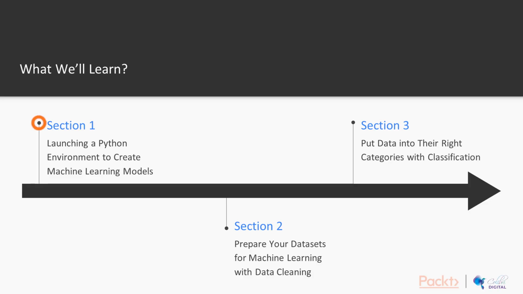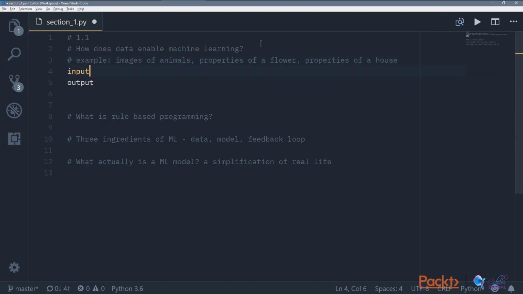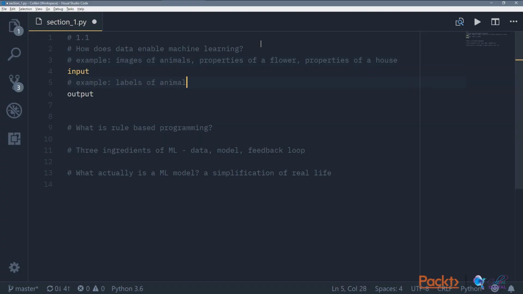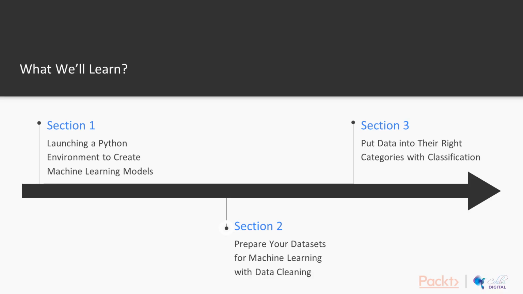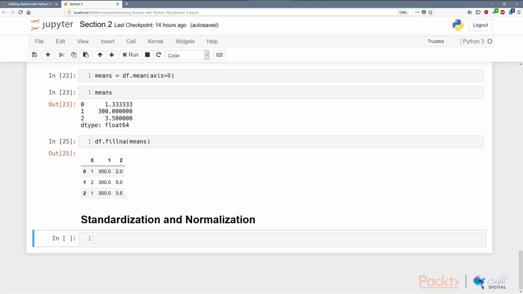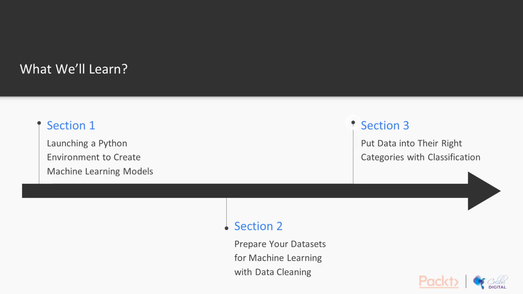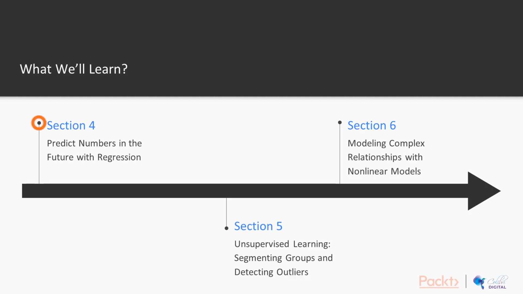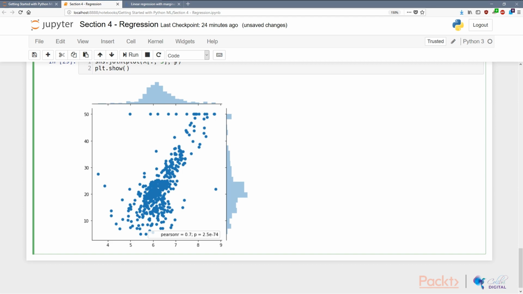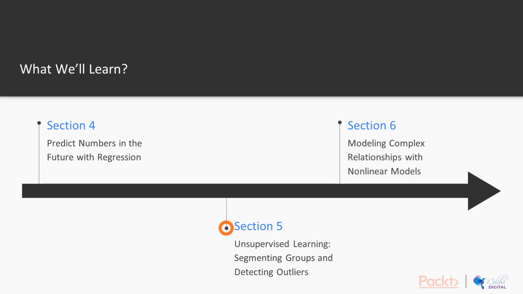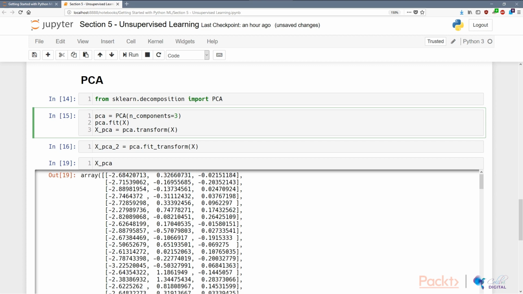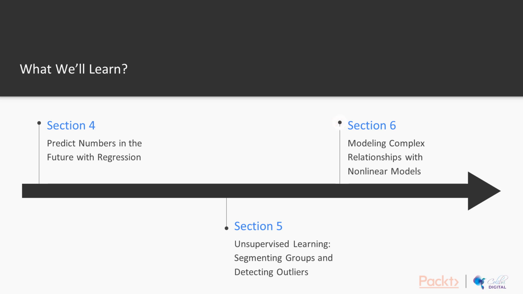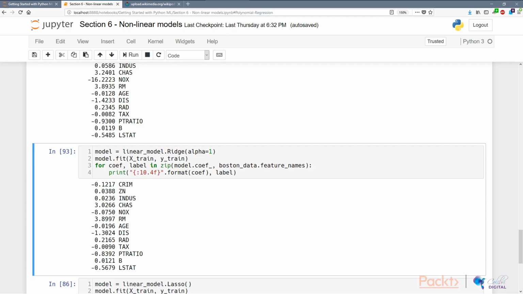In this course, we're going to teach you machine learning using Python, firstly by launching a Python environment to create machine learning models. I'm then going to talk about how we can prepare datasets for machine learning using data cleaning techniques. We then talk about the first task in machine learning, which is classification, and then the second task and the opposite of classification, which is regression. We then talk about a bigger topic, unsupervised learning, on how we can segment groups and detect outliers. Lastly, we talk about modeling complex relationships with non-linear models.